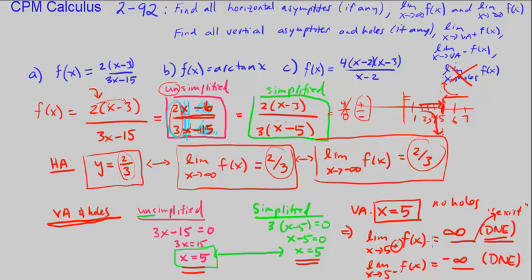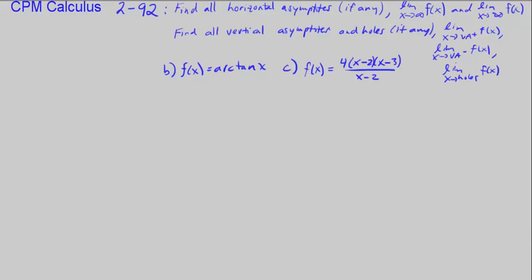Okay, so there we go. We don't have any holes, so this is our limit as x approaches 5 from the right and from the left. Okay, so now let's look at part B.